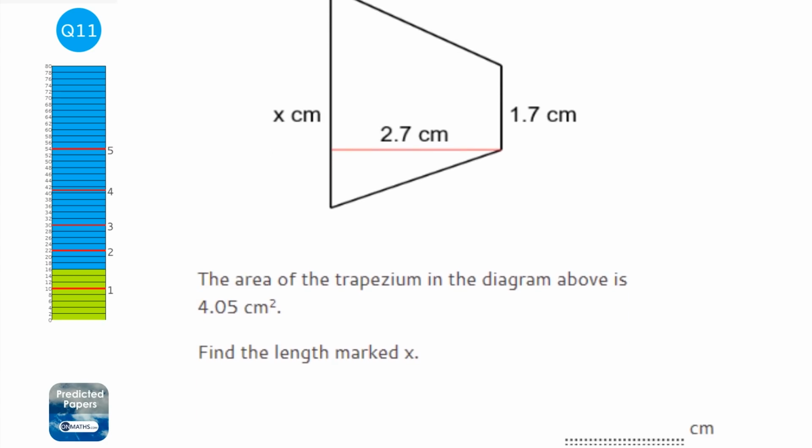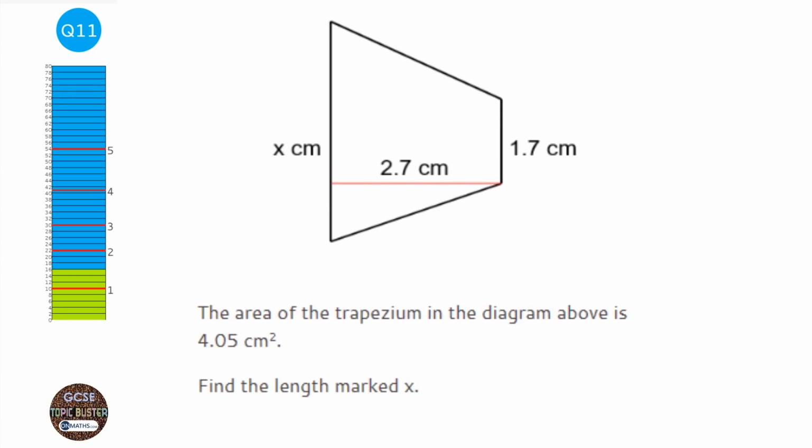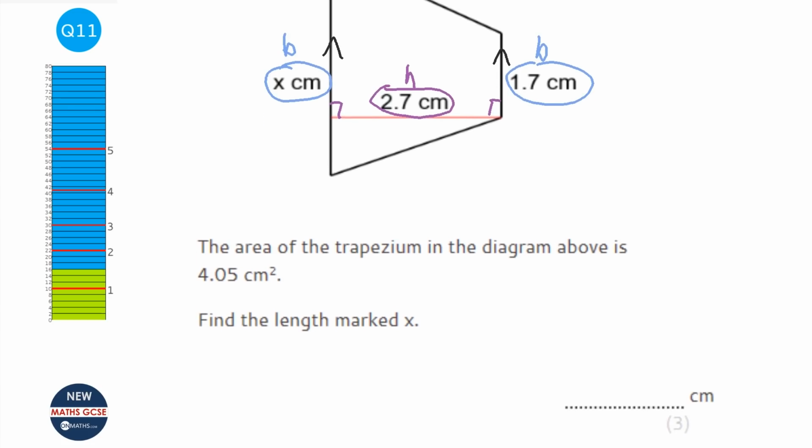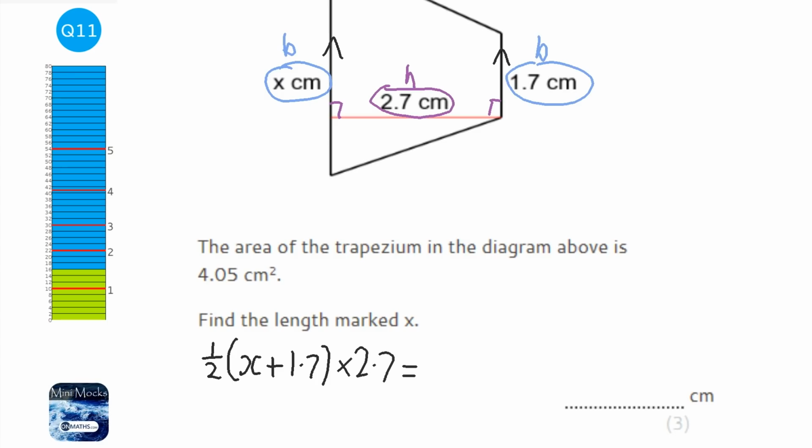Okay, so we're asked to find the length marked x. So it's a trapezium, so it has one pair of parallel sides. And to work out what the area is, we add together both the bases, which are the two parallel sides. We halve it, and then we times that by the height. Now the height is the thing that connects both the bases at right angles. So I'm going to write all that down. So we're going to do half of x plus 1.7. I'm going to times it by the height, which is 2.7. That'll give us the area. Now we're told what the area is. It says the area is 4.05.